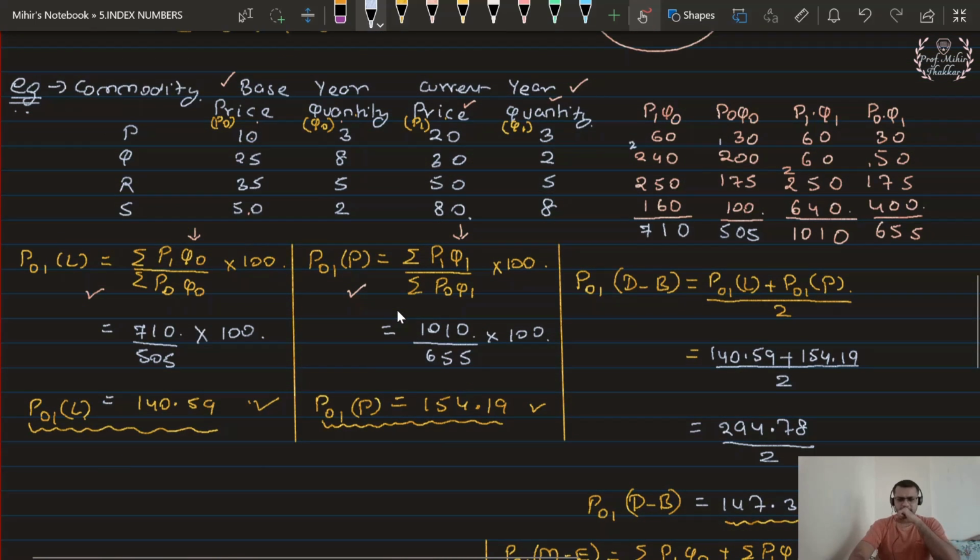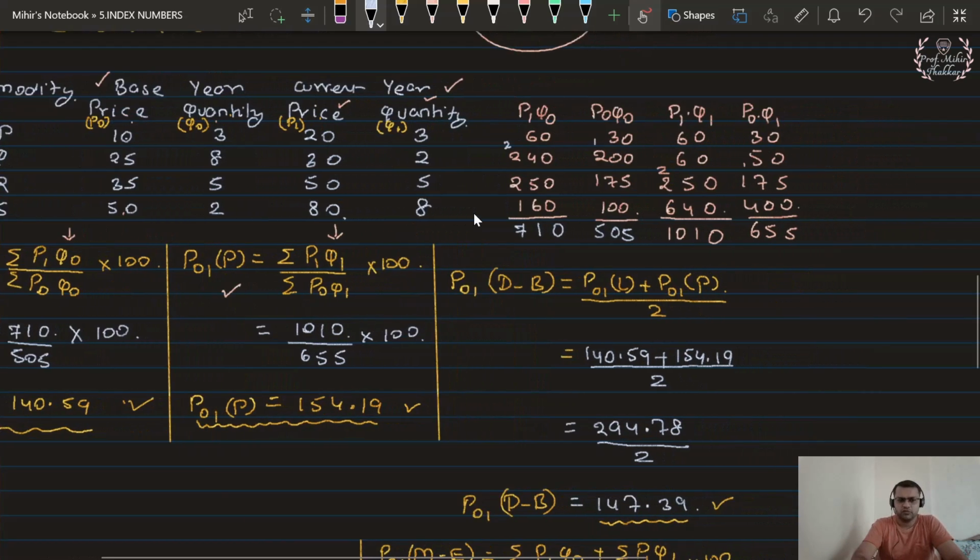In this particular example, I am trying to cover up all the different index numbers, but in your exam you won't be given all of them together. Probably any one or two of these index numbers will be asked in your exams. So you will get a small table and not such a large table when you are calculating the sums for your exams or in your textbook.